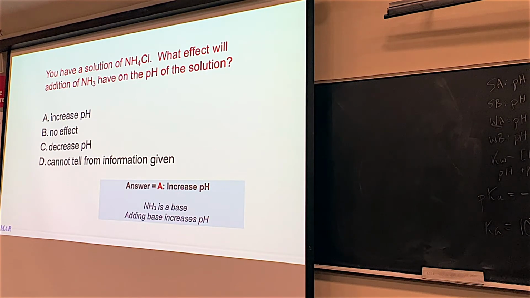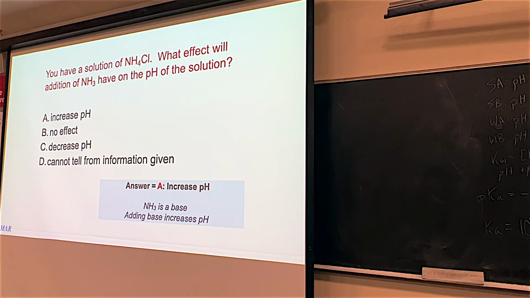Anyway, ammonia is a base, all right? So you don't need to calculate anything here. You just need to look at what you're adding. It could say 0.010 moles or something like that, whatever. You're adding a base, and bases make the pH go up. If that would have been ammonium, an acid, then you would have had a decrease in the pH.